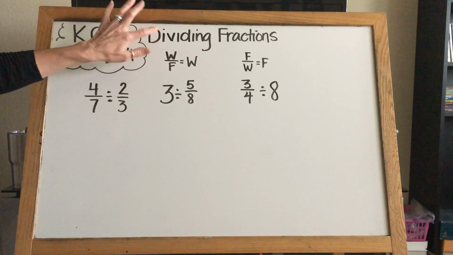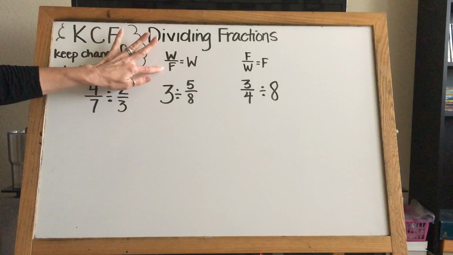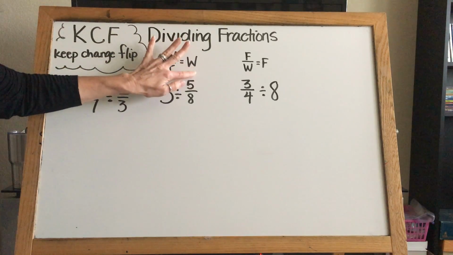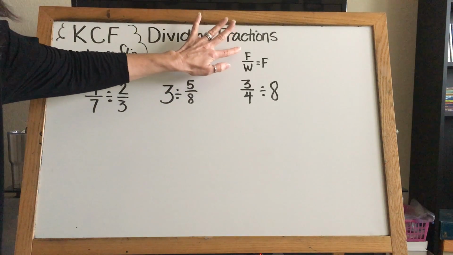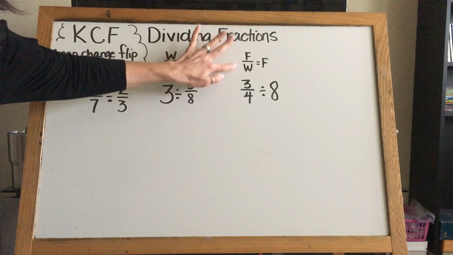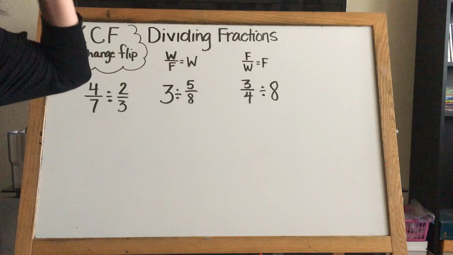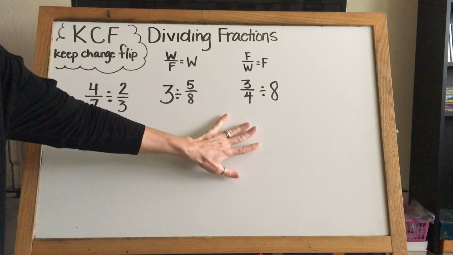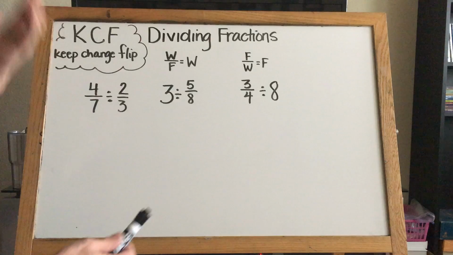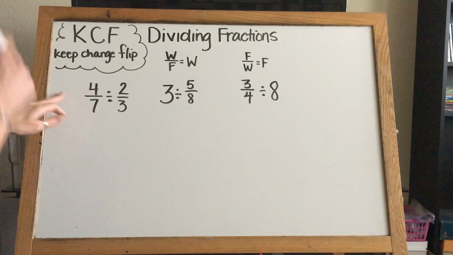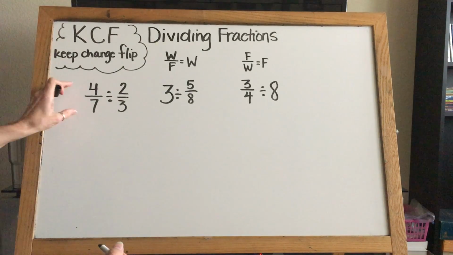So remember, guys, if it's whole divided by fraction, you're always going to end up with a whole number as your answer. If you're dividing fraction divided by whole, you're always going to end up with a fraction. So that can be something you can memorize too, to double check your work to make sure you're not forgetting something in the process. Okay, so we're going to start with the fraction divided by fraction.